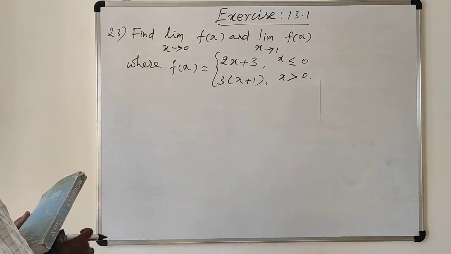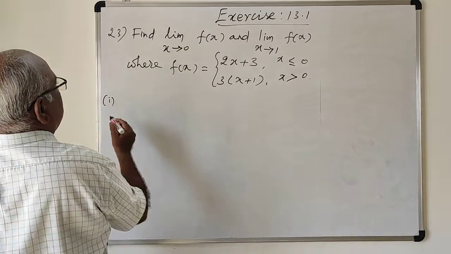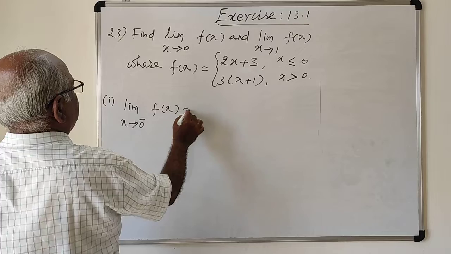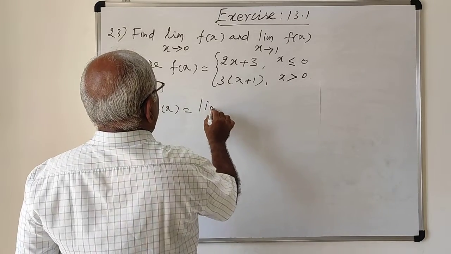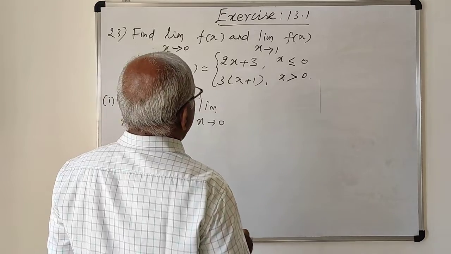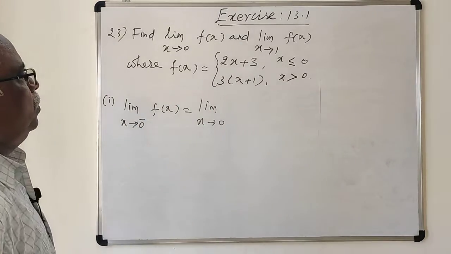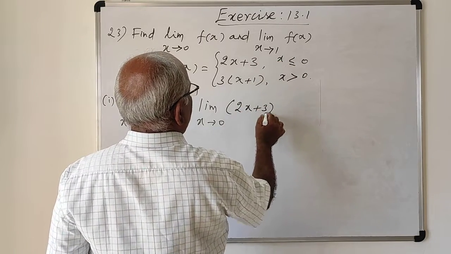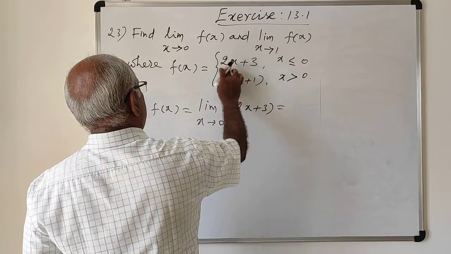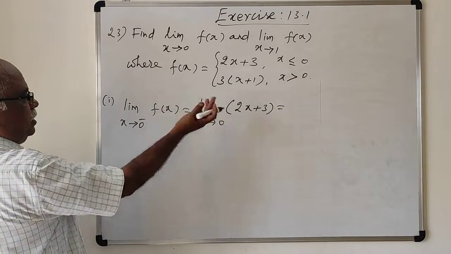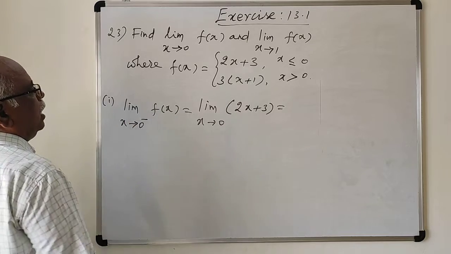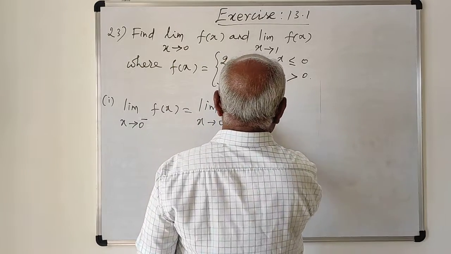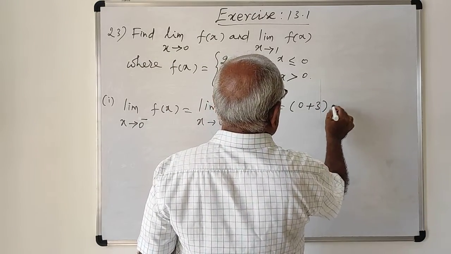First we are going to see limit x tends to 0 of f of x. For that, limit x tends to 0 minus of f of x. 0 minus is the negative side of 0, that is less than 0. For less than 0, f of x is 2x plus 3. Applying the limit x tends to 0, this is 0 plus 3. Answer is 3.